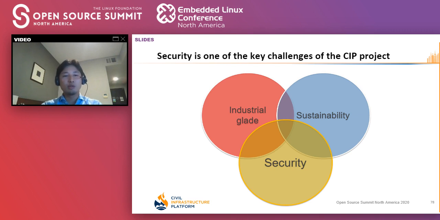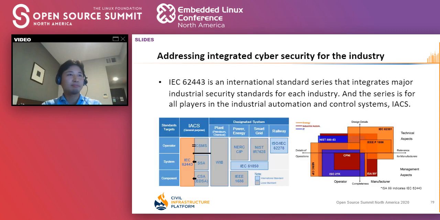As a project to provide a base layer of industrial grade software, we must be serious about security needs with IEC 62443, which is the cybersecurity standard for industrial automation and control systems. As you know, IEC 62443 was born by integrating the standards of major industries such as plant, energy, smart grid, and railway. In addition, IEC 62443 is a standard series for all control system players who are operators, system integrators, and component product suppliers.